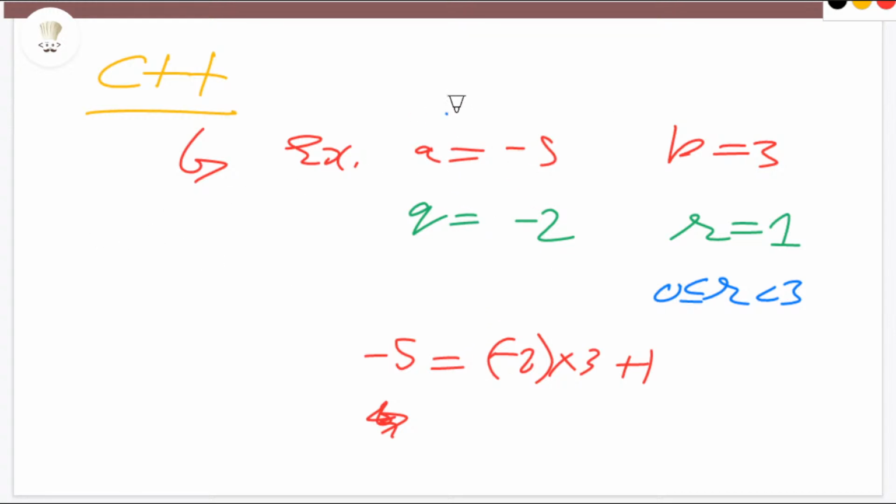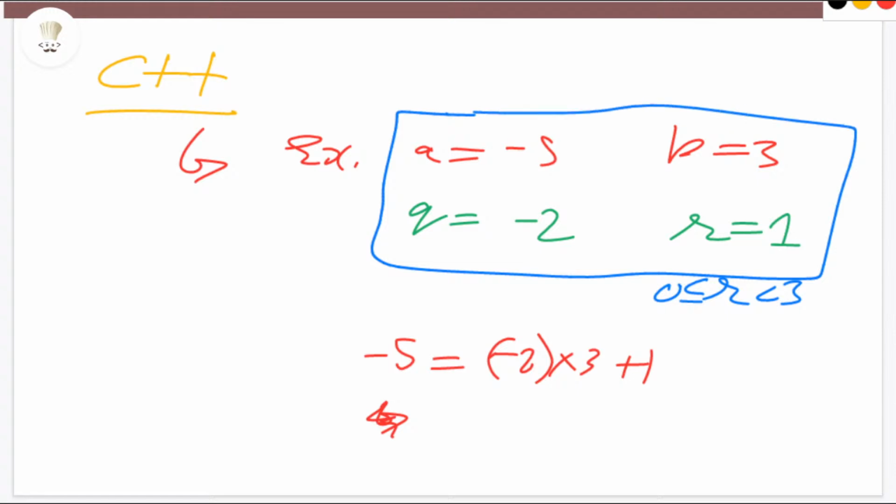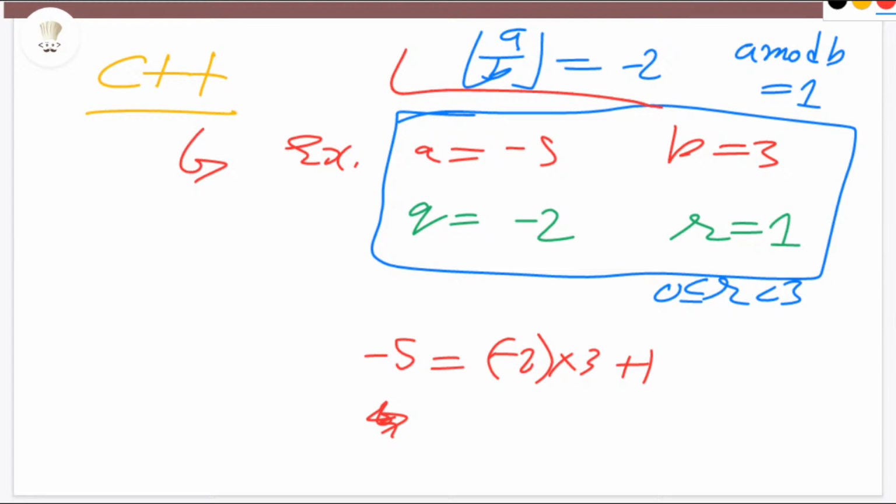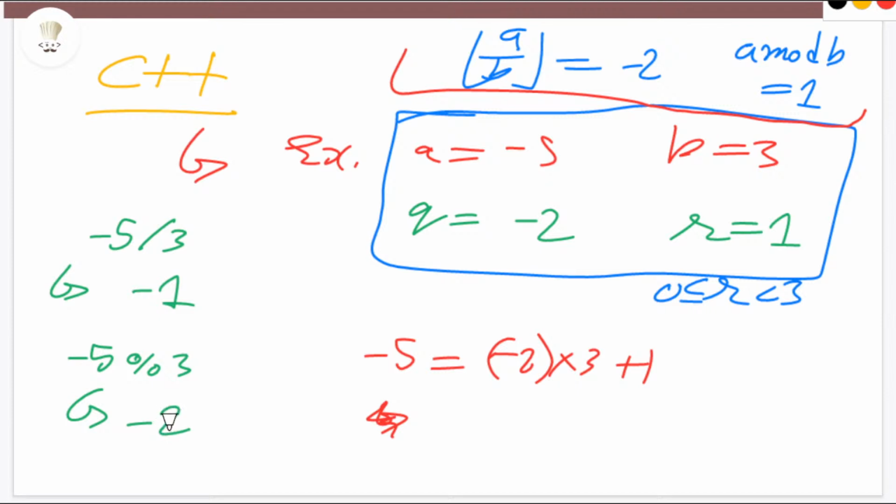So by this, what do we infer? That a by b floor is -2 and a mod b is 1, right? And this is correct in mathematics, but in C++, what does it do? If you write -5 by 3 in C++, it will give you -1. And if you write -5 percentage 3 in C++, it will give you -2, right?